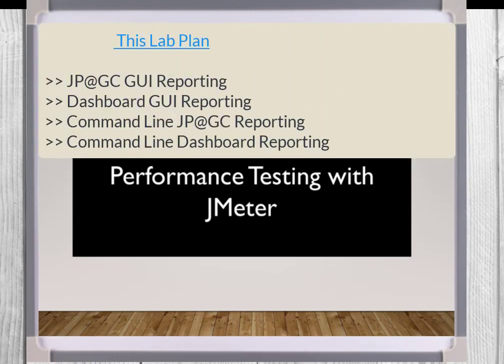Here is the plan for the remaining time in this session. I'm going to select some JP at GC reports from the listener list and include them in a test for review. Then I will step through the GUI dashboard option. Since I captured JTL data from the View Results Tree report option normally, I can use the command line option for reporting JP at GC or dashboard reporting.